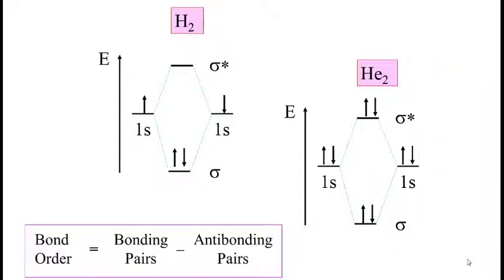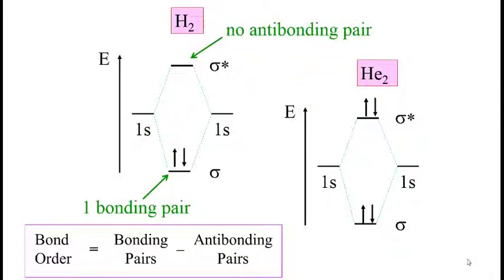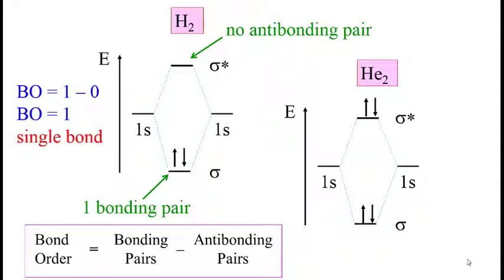So what about bond order from these diagrams? We really don't need to include the electrons in the atomic orbitals in the pictures since we're focusing on the molecular orbitals. All we really need to know is that there would be 2 electrons in H2 and 4 electrons in He2. In dihydrogen, there is 1 bonding pair while there are no electrons in the antibonding orbital. The bond order is 1 minus 0, which equals 1. This is a single bond.